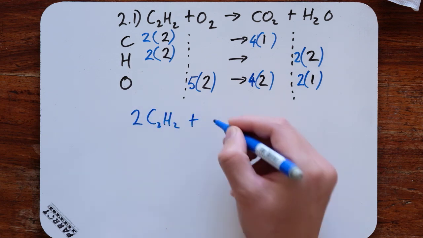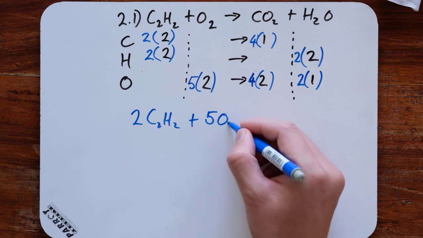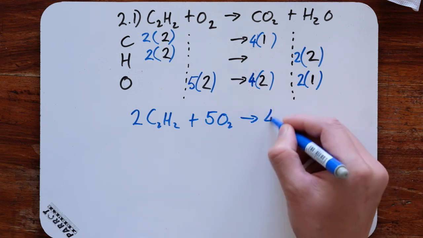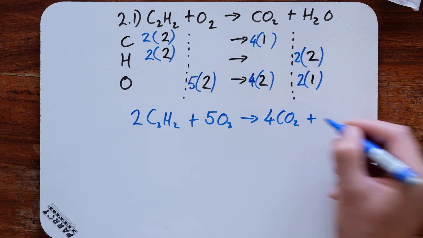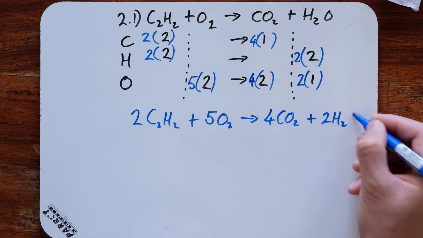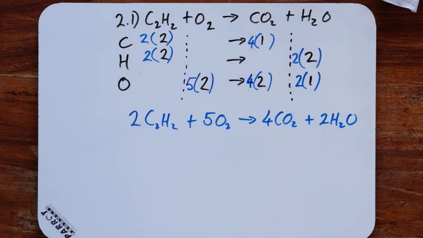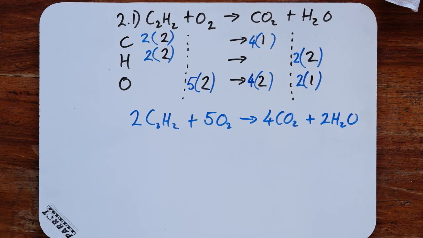2C2H2 plus 5O2 gives us 4CO2 plus 2H2O. So that is a methodology that you can try for the rest of those examples that I've assigned you.